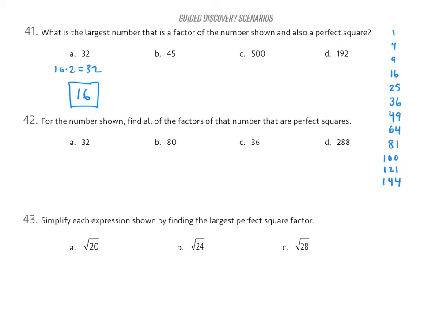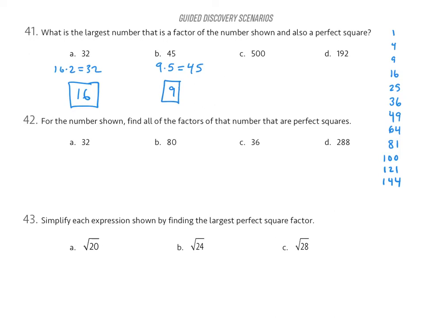Part B, 45. Now let's look at our list. Let's go with 49 can't be a factor of 45. It's larger than 45. So let's go below 45. 36 is not a factor of 45. 25, no. 16, no. 9, yes. 9 times 5 is 45. So 9 is the largest perfect square factor of 45.